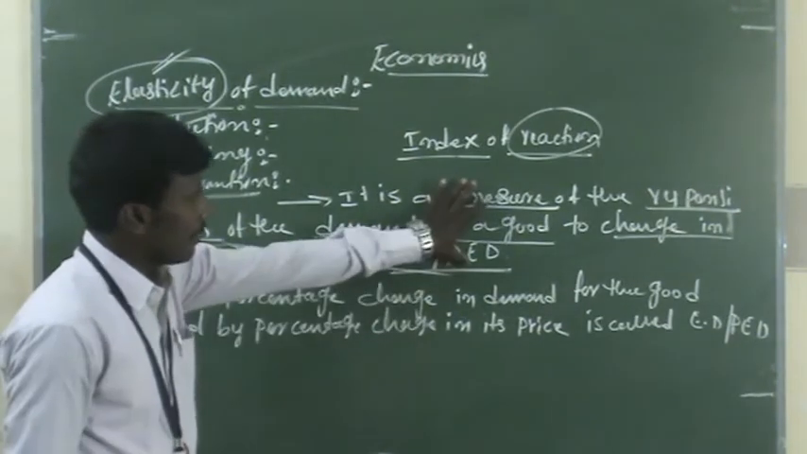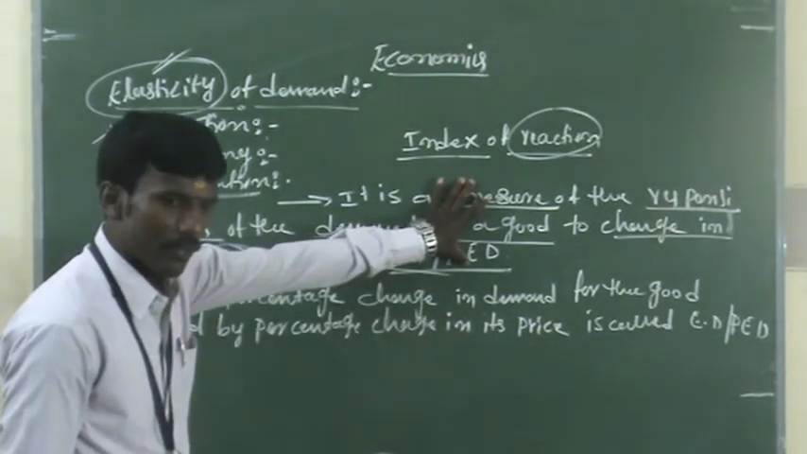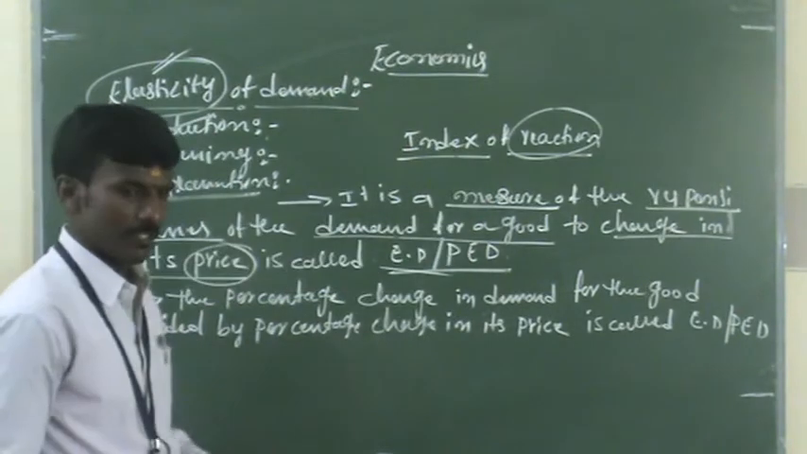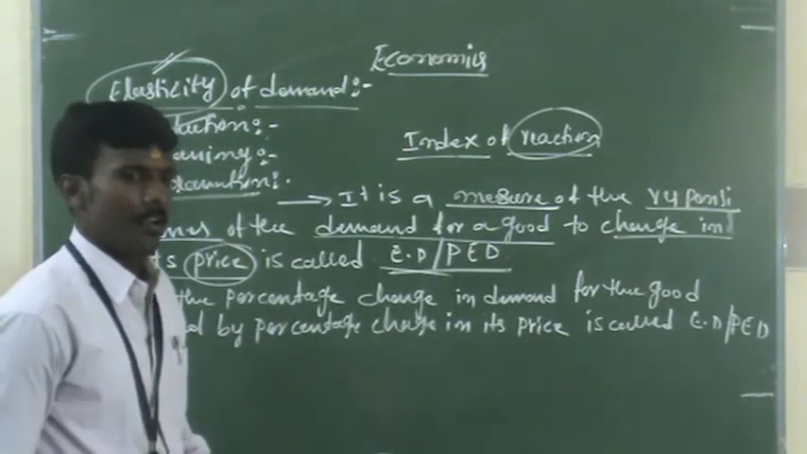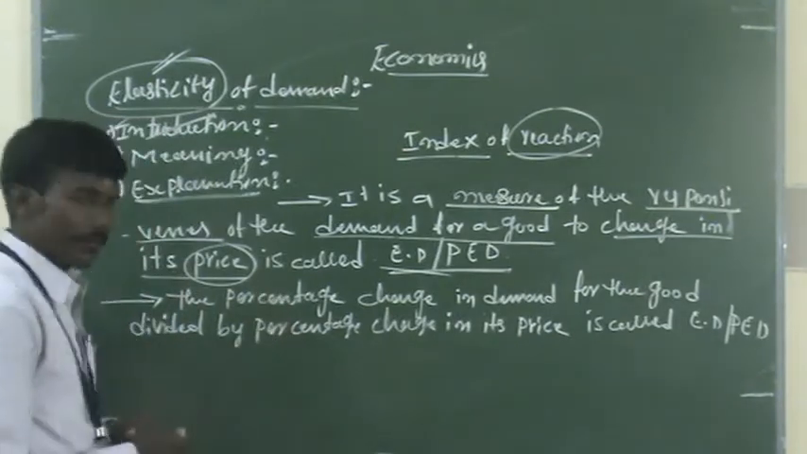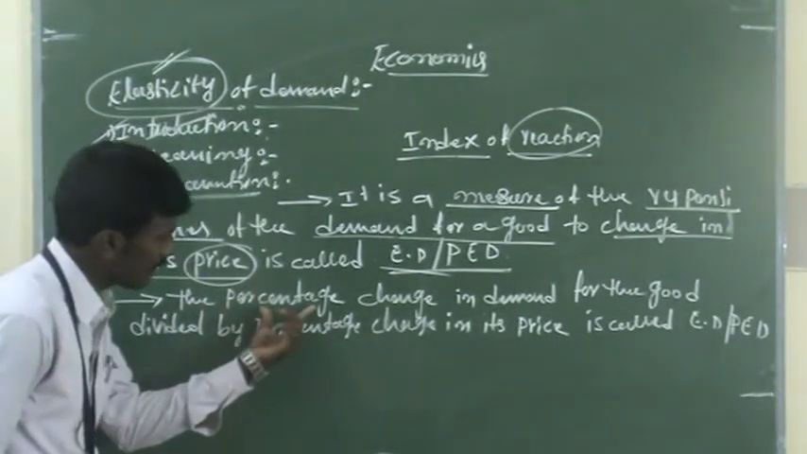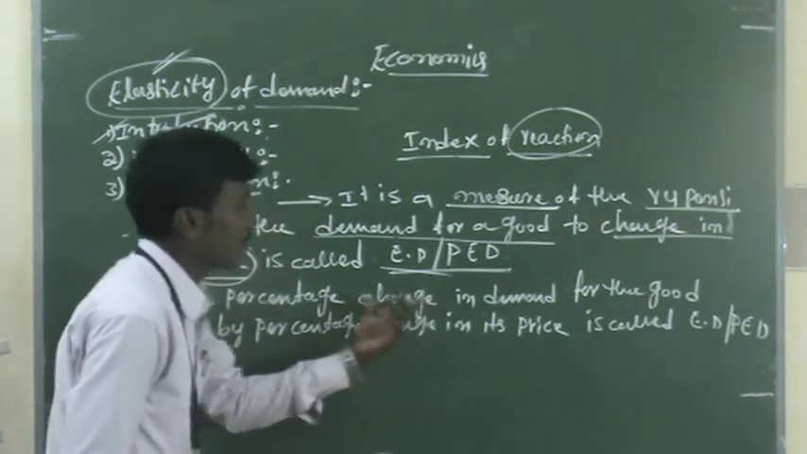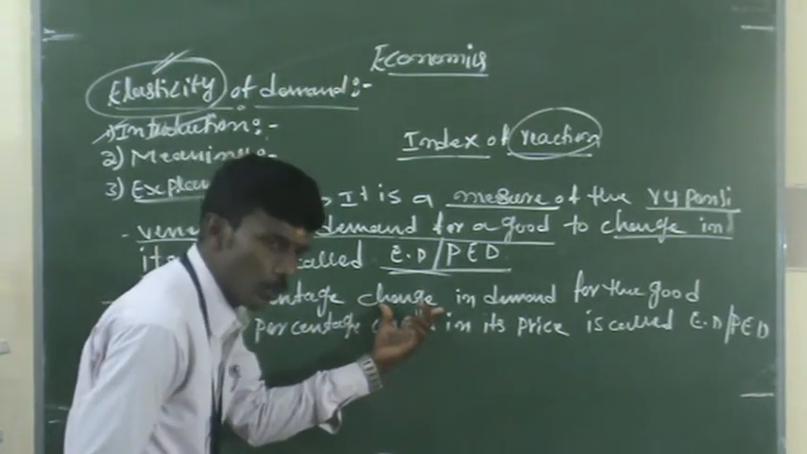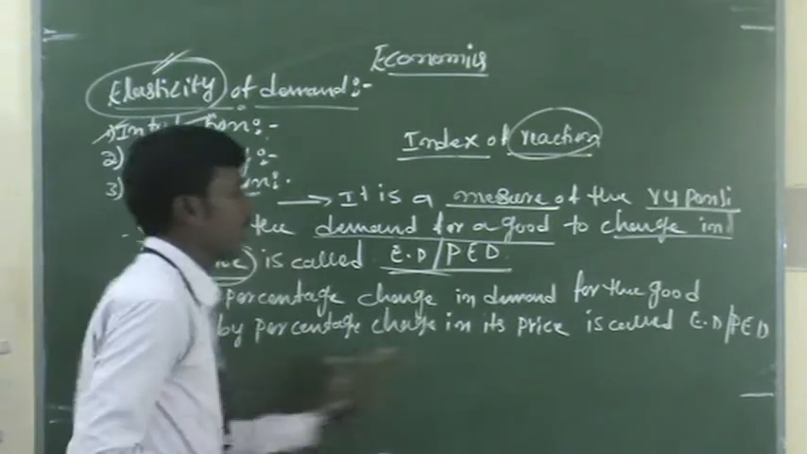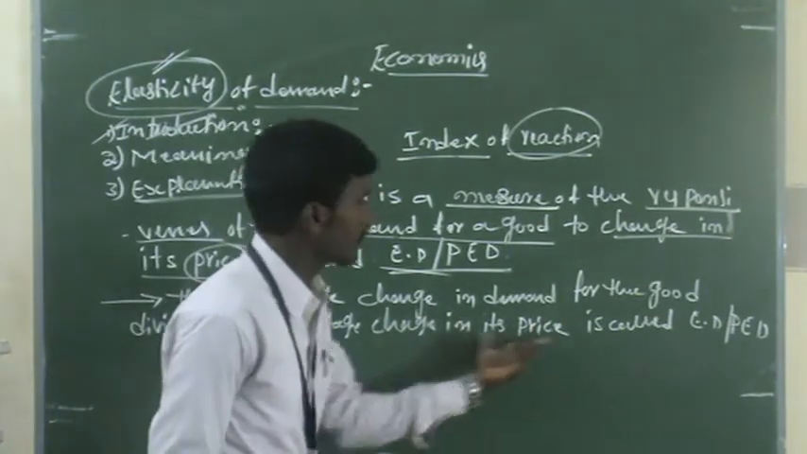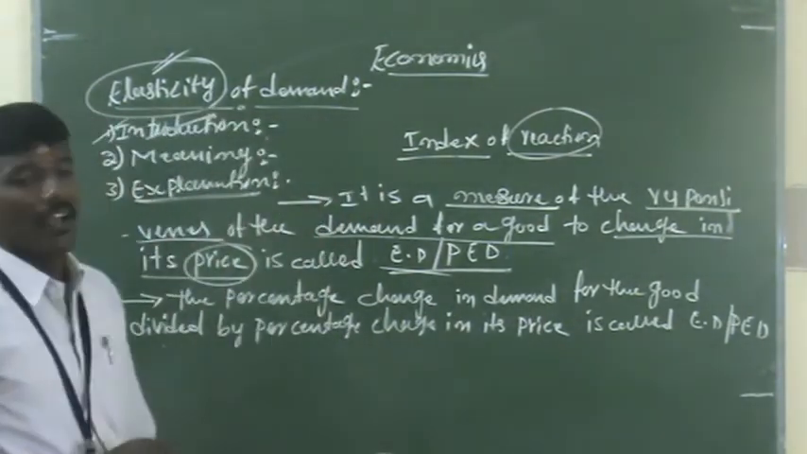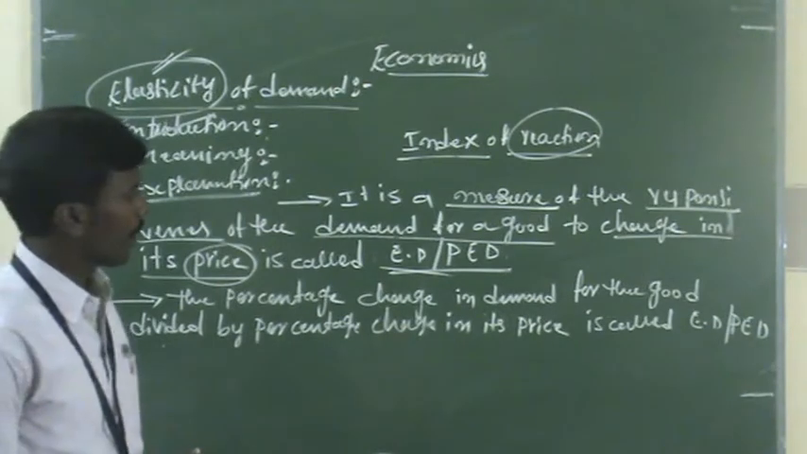See students, in simple or general terms we already learned what the meaning of the elasticity of demand is. Now we learned in other words: the percentage change in demand for the good divided by the percentage change in its price is called what? That means elasticity of demand.